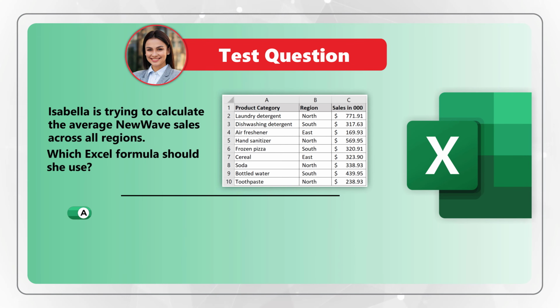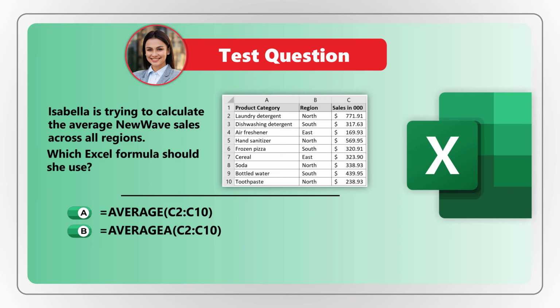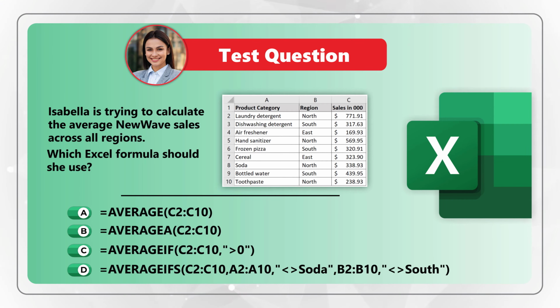Choice A, AVERAGE formula and the parameters to supply are C2 through C10. Choice B, AVERAGEA formula and the parameters supplied are C2 through C10. Choice C, AVERAGEIF formula and the values are C2 through C10 and the second parameter is greater than 0. And last but not least is AVERAGEIFS, and then as the arguments you see the range C2 through C10, second argument is range A2 through A10, third argument is not equal to D, fourth argument B2 through B10, and the last argument is not equal to South.